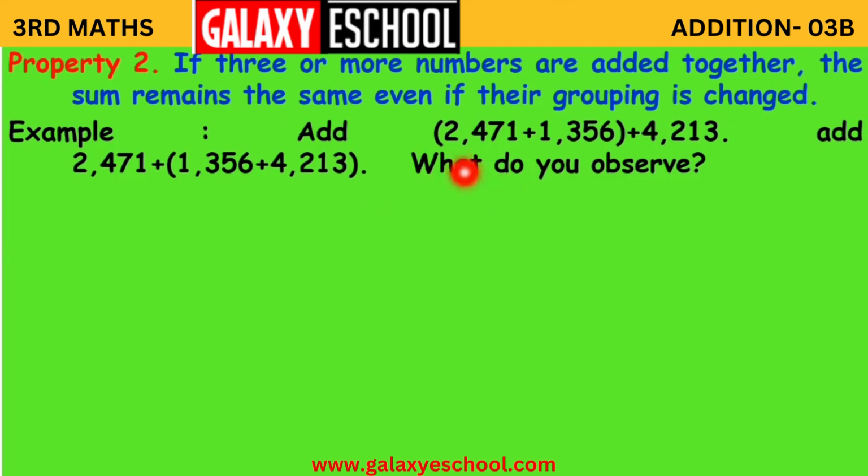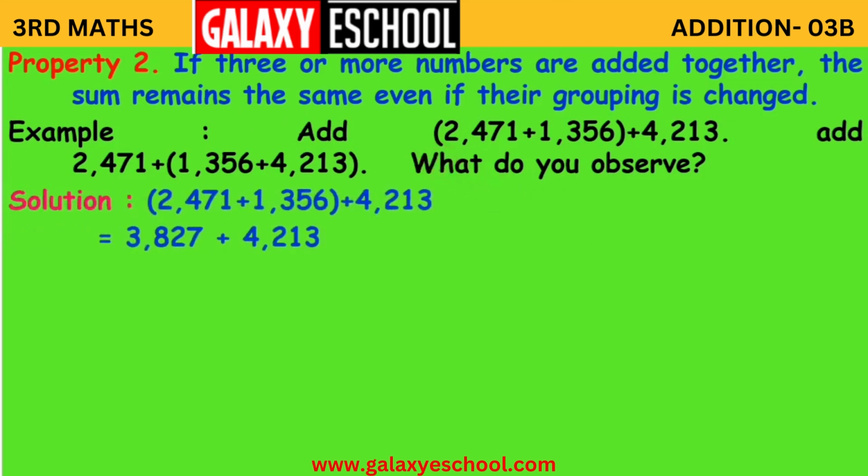Add 2471 plus 1356 plus 4213. Yes, these are the first numbers. Now again, as I said, these two numbers are inside the brackets, so we will add these two first.